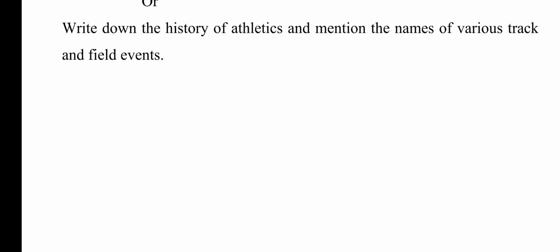This question is also related to chapter number 7, concept of major games and sports, and its subchapter is athletics. The answer may be: historians estimate that the origins of athletics or track and field events can be traced back to the 9th and 10th centuries BC in Greece. By the year 776 BC, athletics had become popular enough that it was included in the first ever ancient Olympic Games held in Olympia, Greece.